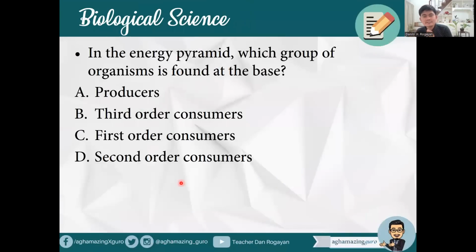Okay? In the energy pyramid, which group of organisms is found at the base? A, producers, B, third order, C, first order, D, second order. Of course, the base, this is basic ecology, is producers. Other term for producers, please put it in the chat box.